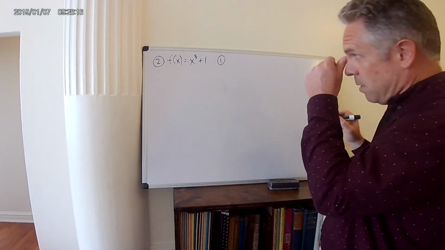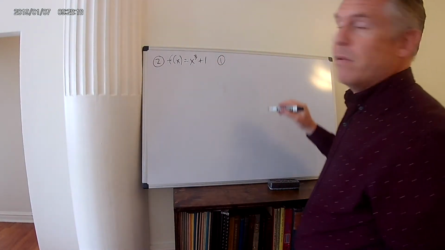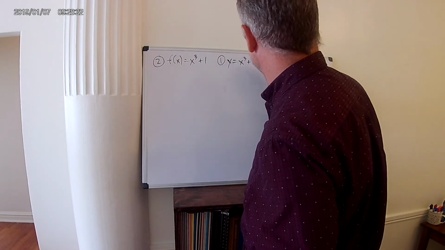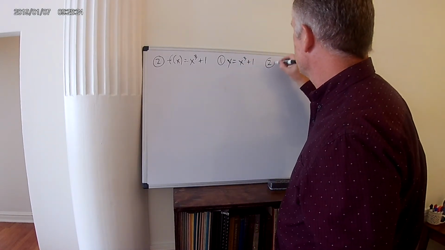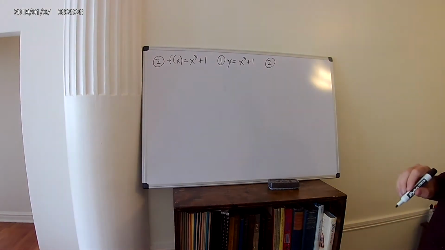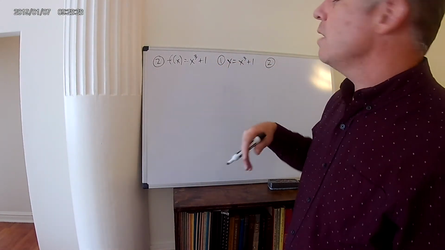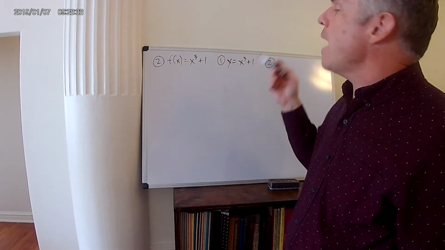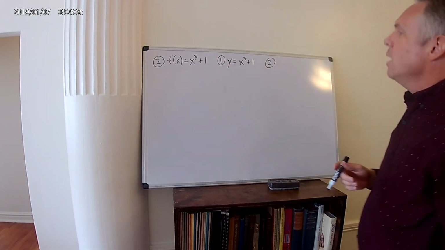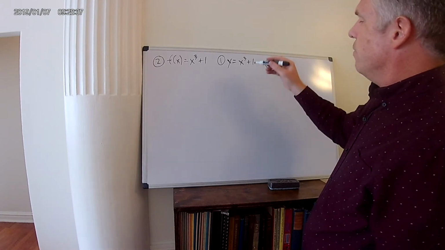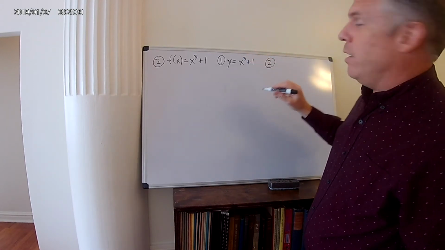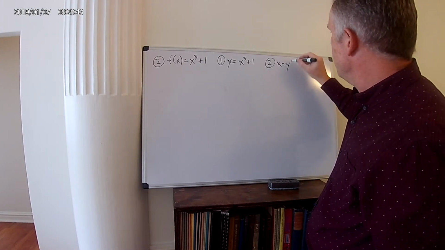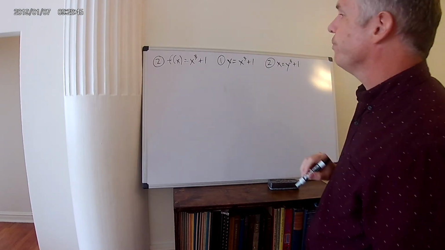Step 1 says that instead of writing f of x, I write y. So y equals x cubed plus 1. That's step 1. Step 2 says I exchange, and by the way, what does this function do? If you had to describe it in words, it takes an input, it cubes that input, and it adds 1 to it. So now I switch x and y here, I exchange x and y. So now I get x equals y cubed plus 1.